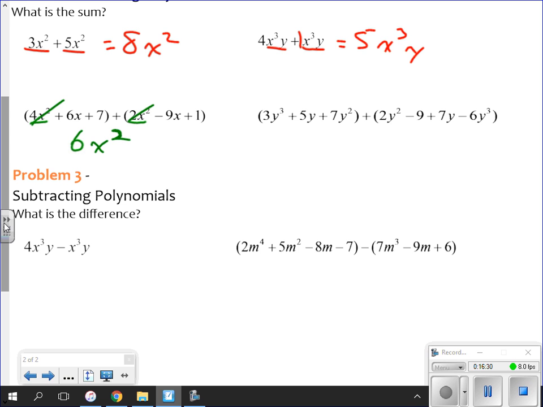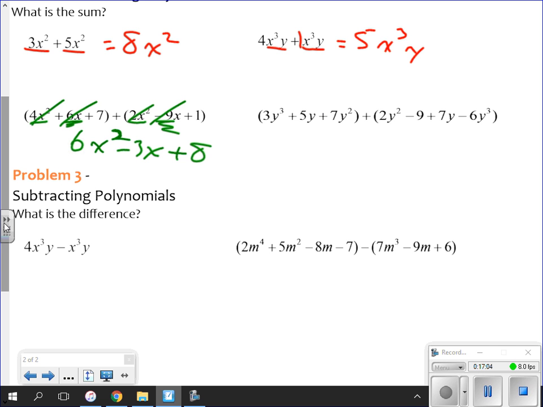Next thing I have 6x and negative 9x. What's 6 plus negative 9? Negative 3. So how many x's do I have? I have negative 3x. And my x's are gone. And then what do I have left? What's 7 plus 1? 8. See? Piece of cake.